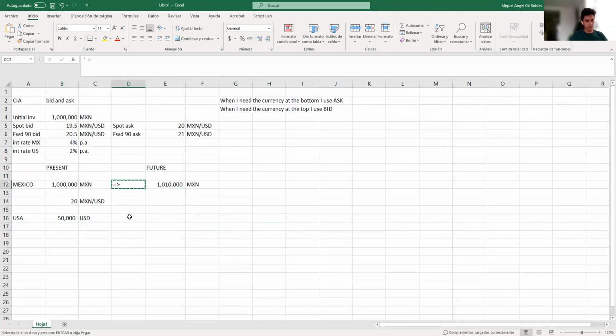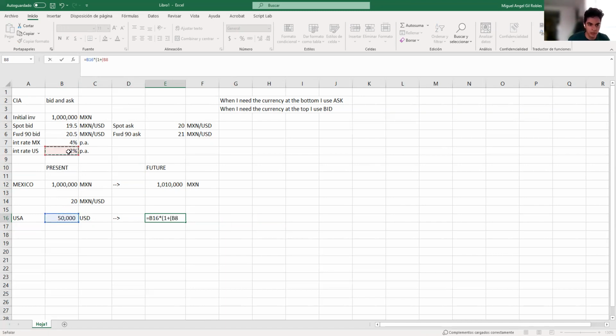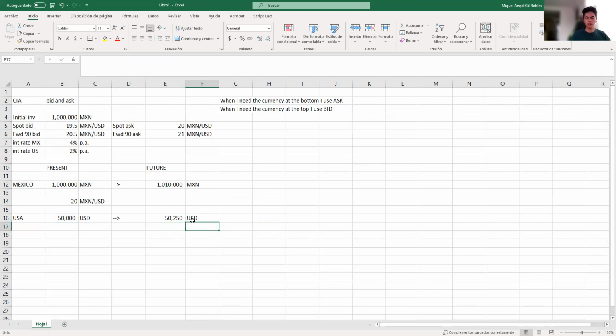So then I do the same thing. I need to convert my dollars to future value. So to do that, again, I use the same formula. This times 1 plus the interest rate of the US times 90 days over 360. This is the amount of dollars that I have in the future. And finally, the last thing to do is what should I do if I want to go back to Mexico? Because this is what I need to do. I need to go back to the country where I started. So to go back to Mexico, I need to use a forward. I hope that's clear again. That's saying the basics from the CIA strategy. But the question is bid or ask.